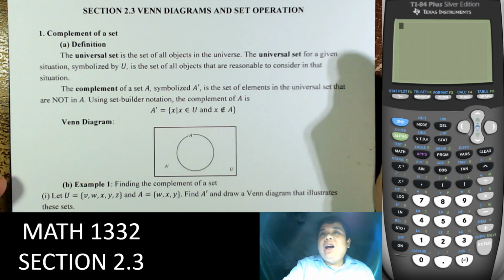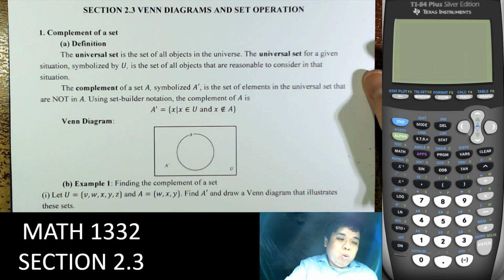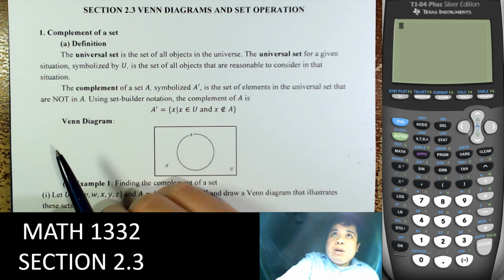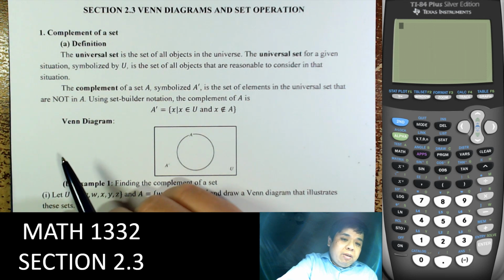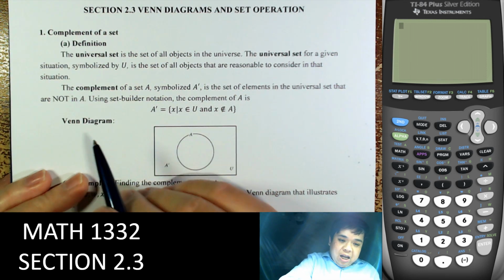Hi everybody, welcome to another video in Math 1332 section 2.3, Venn diagrams and set operations. First, we have the complement of a set.